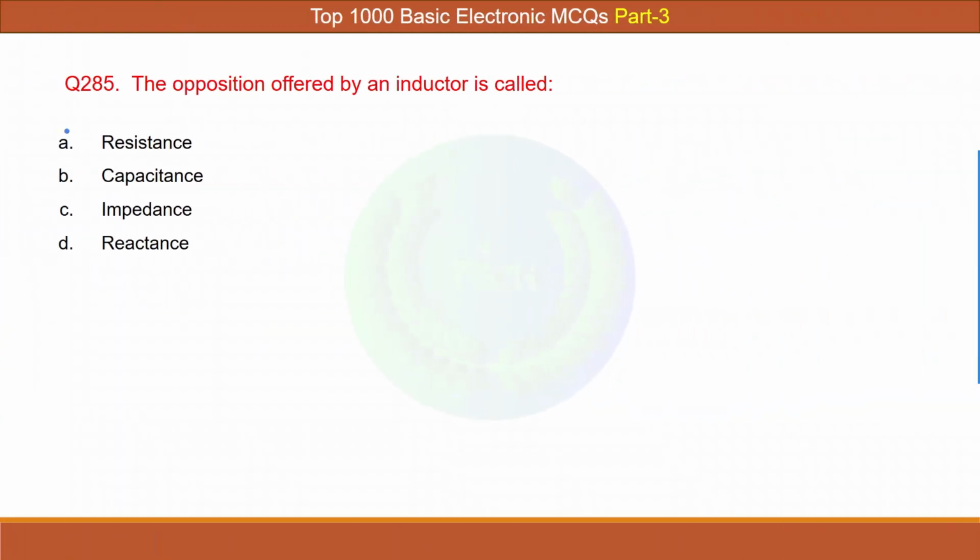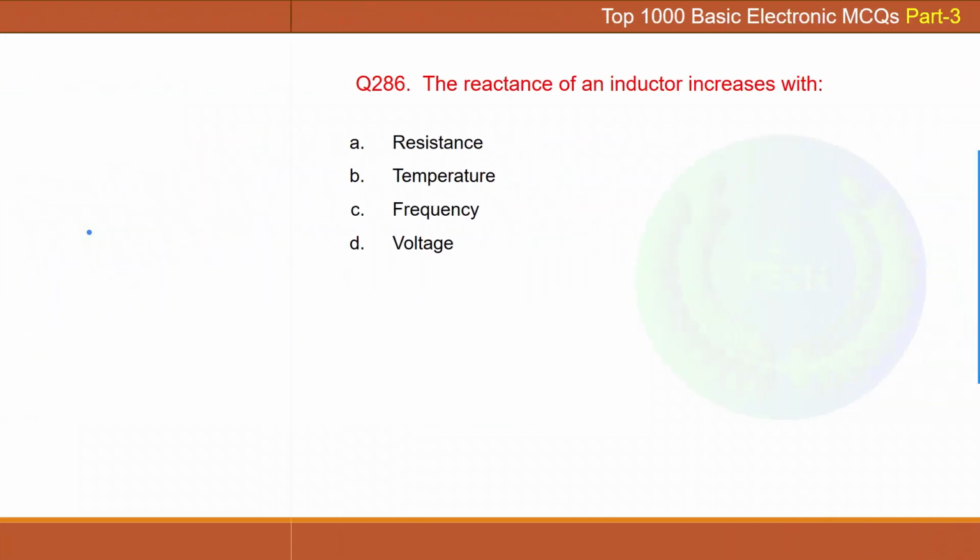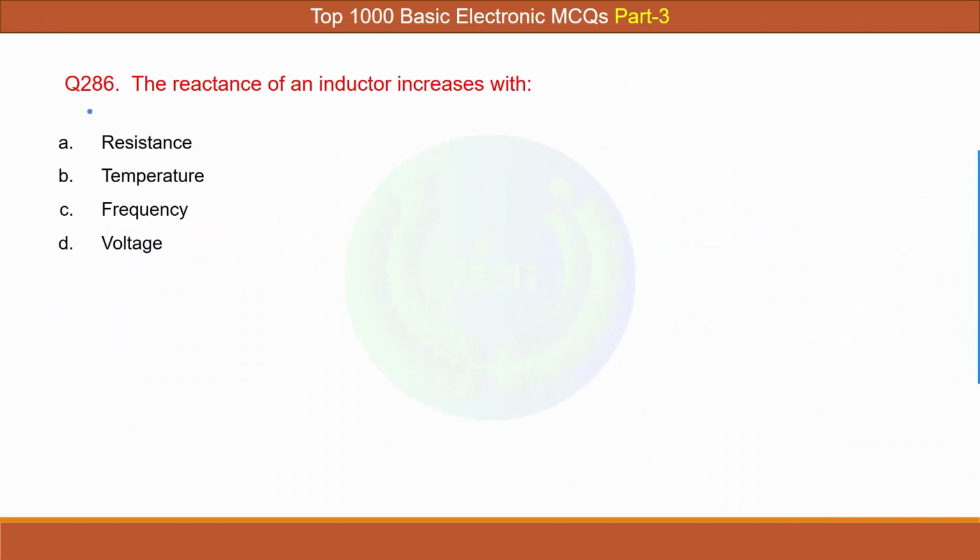Next question, question number 285. The opposition offered by an inductor is called option A resistance, option B capacitance, option C impedance, option D reactance. The answer is option D, reactance.